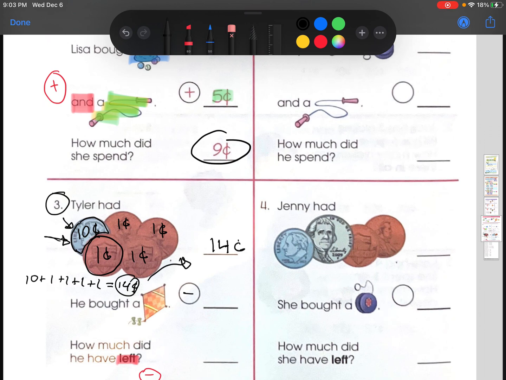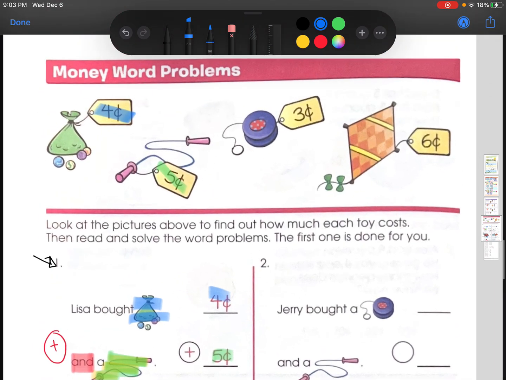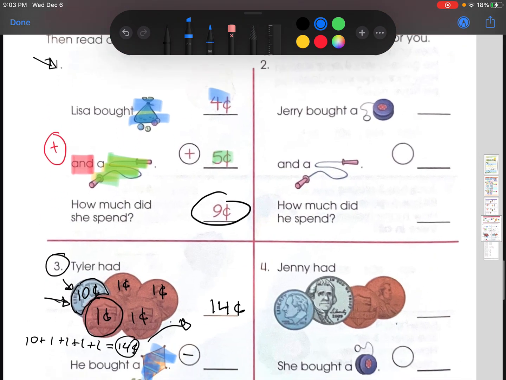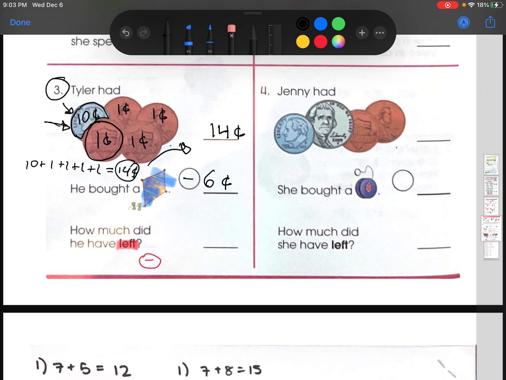So 14 cents. And then he bought a kite. The kite is, if we go up to the list, right here, 6 cents. So that means we just have to do minus 6 cents. And then we do the math. So if we go 14, and we go back 1, 2, 3, 4, 5, 6, we get 13, 12, 11, 10, 9, 8. So the answer is 8 cents.